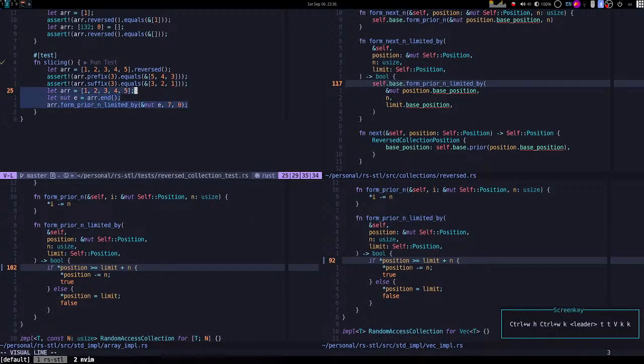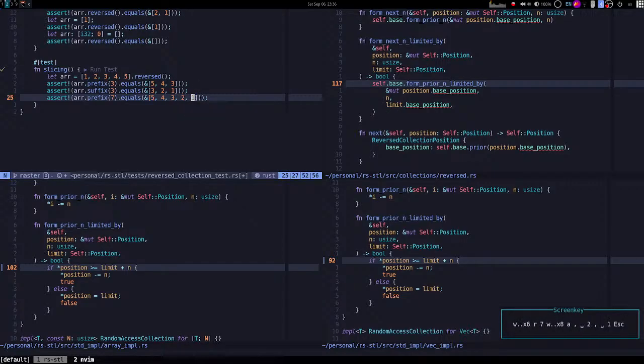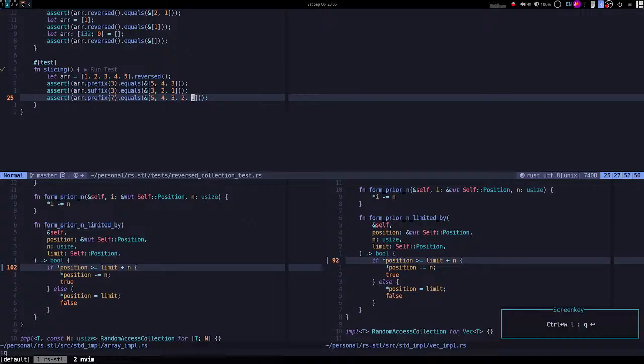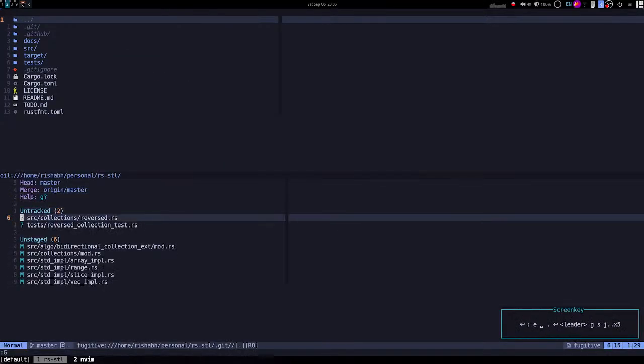Yeah, this works. So now I'd go and implement prefix of 7, and it should be 5 4 3 2 1, and it is. But we have found a really subtle bug, right? It was a tough one to solve. Let me commit that bug at least, because that bug is a nice one.